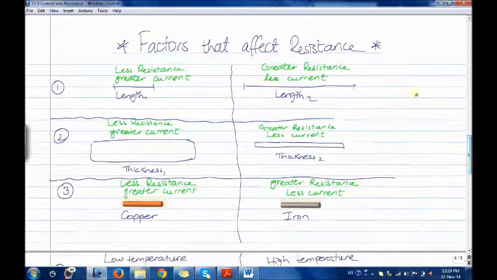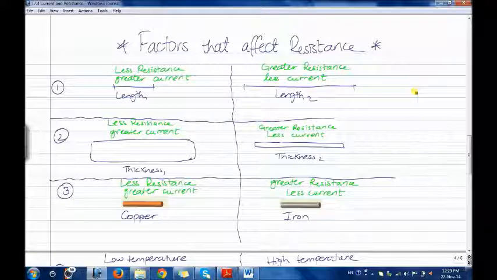So now let's talk in detail about the factors that affect resistance. First, let's begin with the length. The smaller the length, the less the resistance and the greater the current. On the other hand, the greater the length, the greater the resistance and the less the current. So as the length increases, the resistance also increases with it, but then the current decreases.